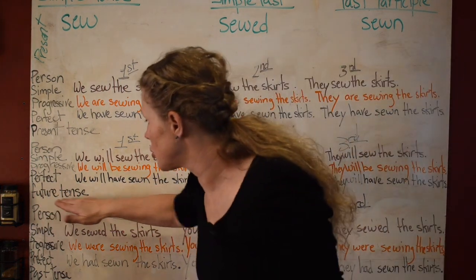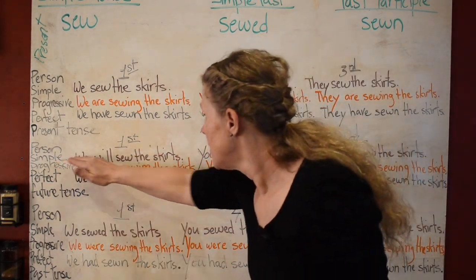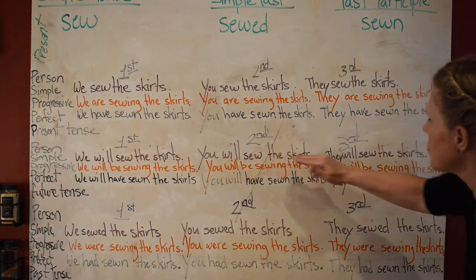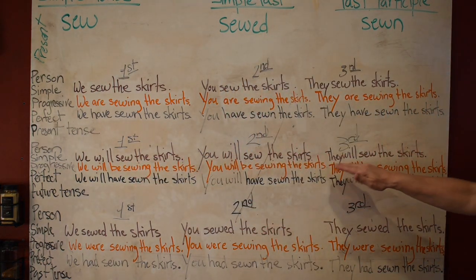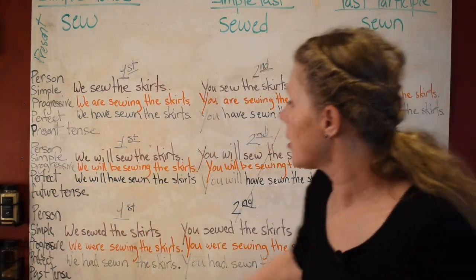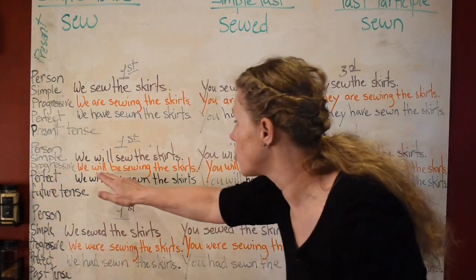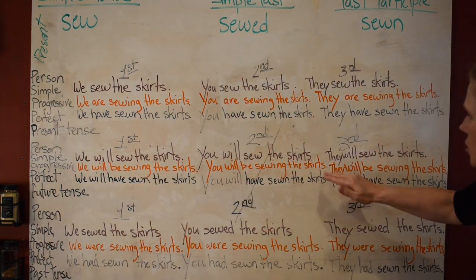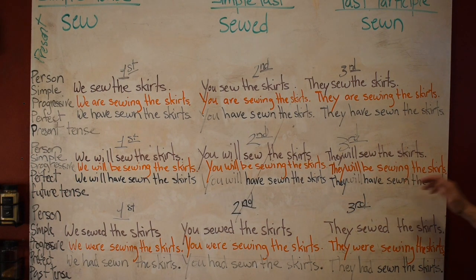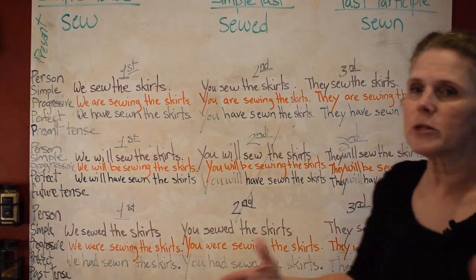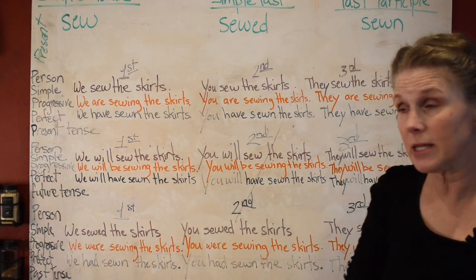Now let's go into the future. The future tense, remember in simple, you just use we will sew the skirts. You will sew the skirts. They will sew the skirts. Nothing changes. You use the exact same words, whether it's in first, second, or third person. In the progressive, when you are in the future tense, you use the words will be. We will be sewing the skirts. You will be sewing the skirts. They will be sewing the skirts. Plural, plural, plural. It's all the same. Plural is so much easier than it is to put it in singular.